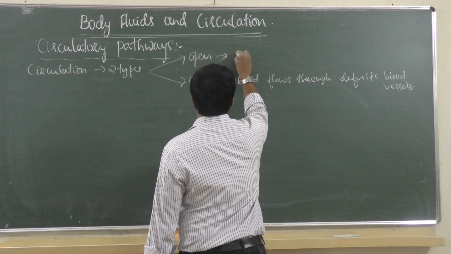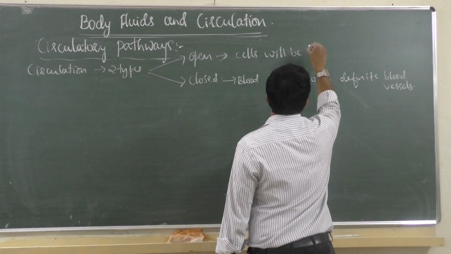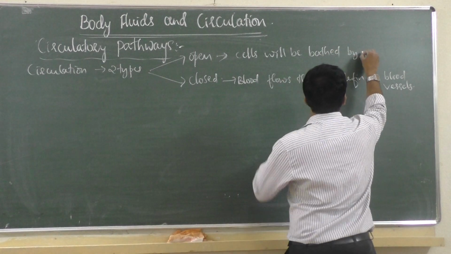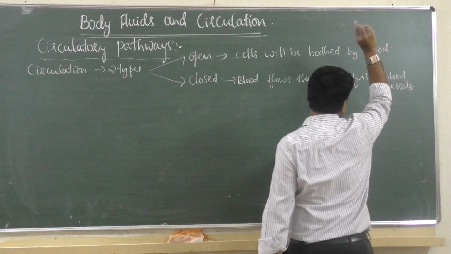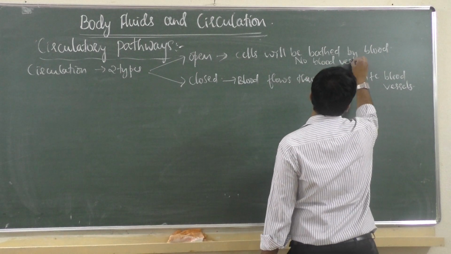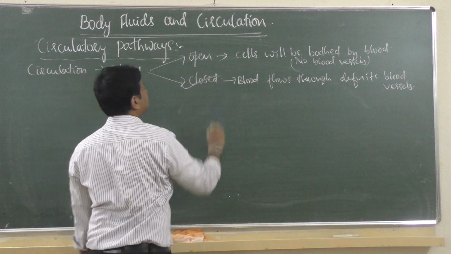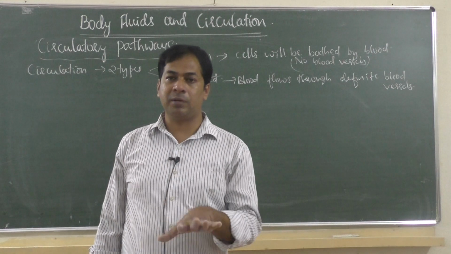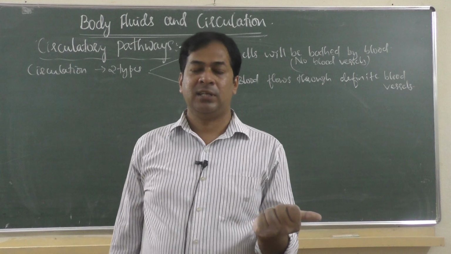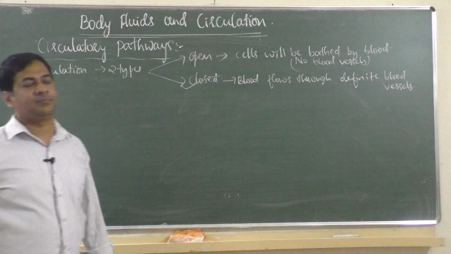So the heart pumps blood, and our cells will be bathed by blood. No definite blood vessels. We have a closed circulatory system because the heart pumps blood and the blood passes through definite blood vessels like veins, arteries, capillaries, venules, all that. But in the case of an open circulatory system, that is not there.